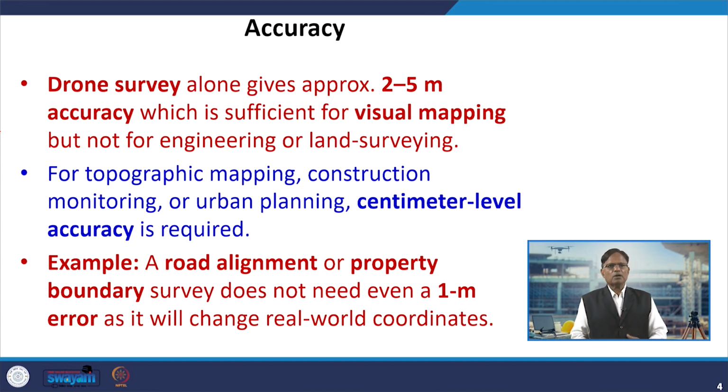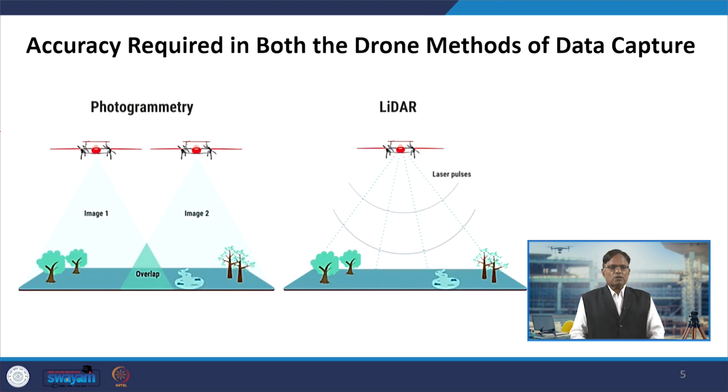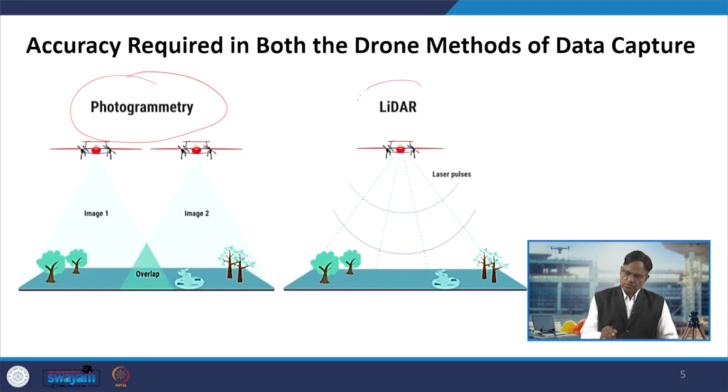For example, a road alignment survey or a property boundary survey should not exceed even 1 meter error. You should not have more than a meter error, otherwise it will change its real world coordinate. So we need to collect very accurate and precise data from the system. Now whether we are using a photogrammetric drone, as you can see in this diagram on my left, or the LiDAR based drone systems, accuracy of the data is required in both the systems.